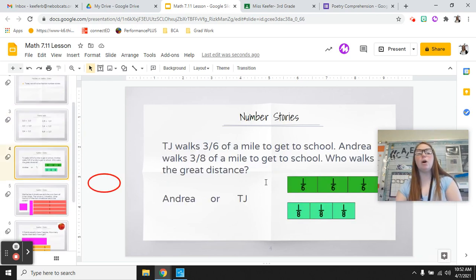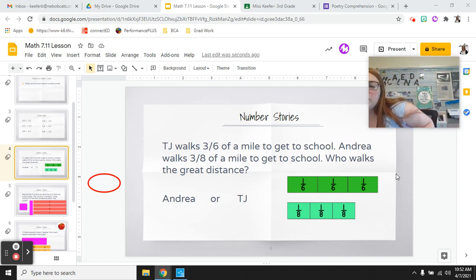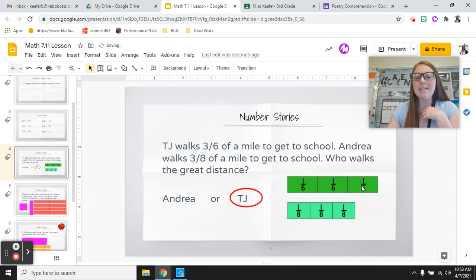So the next few problems we are going to do on our whiteboards. We're going to pose a number story, and then we are going to use strategies to solve that number story. So for this one, it says TJ walks 3/6 of a mile to get to school. Andrea walks 3/8 of a mile to get to school. Who walks the greater distance? So on here, I used fraction strips to show you, but I'm also going to show you using cross multiplication. So we're going to do two different strategies. So using fraction strips, 3/6 or 3/8, who walks the greater distance to school? If this is TJ walking 3/6, this is Andrea walking 3/8, who walks the greater distance? We would say TJ, because look, his fraction strips are larger than Andrea's.